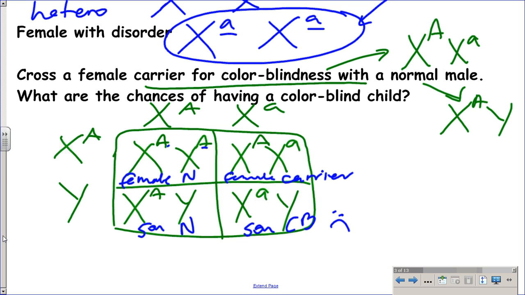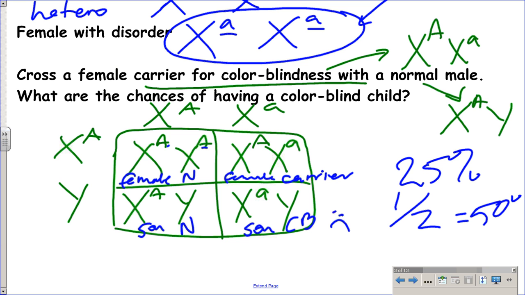All right, so what are the chances, what percentage of their children will have color blindness? 25%, because only 1 out of 4 show it. What percentage of their sons will have color blindness? 50, right. Of their sons, there's only 2 possibilities, so 1 can be colorblind over the 2 possible. So if I specified the question to be sons, the answer would be 50%, not 25.